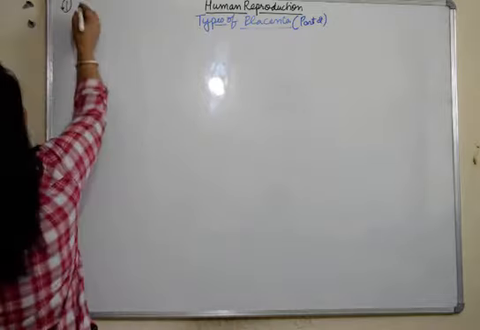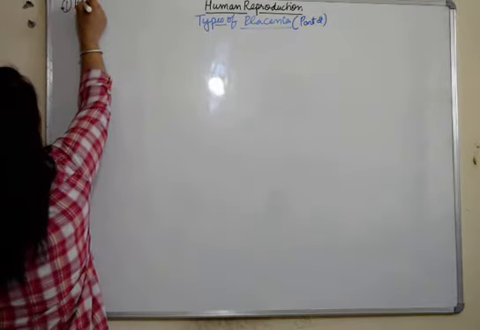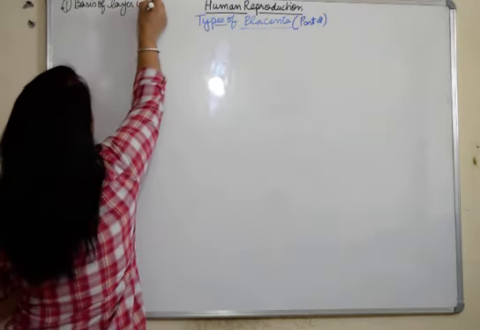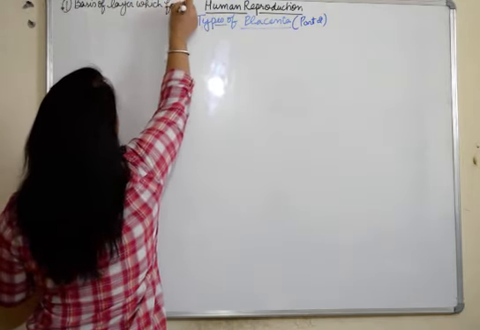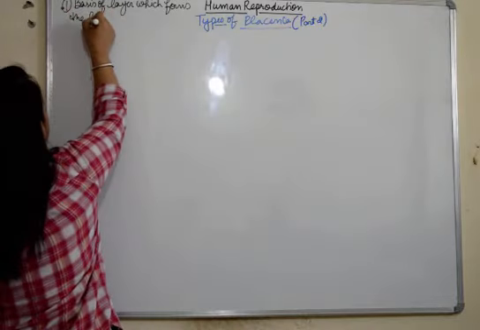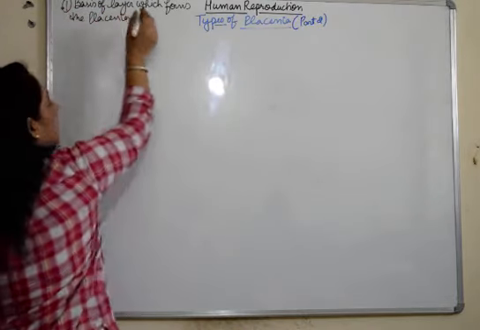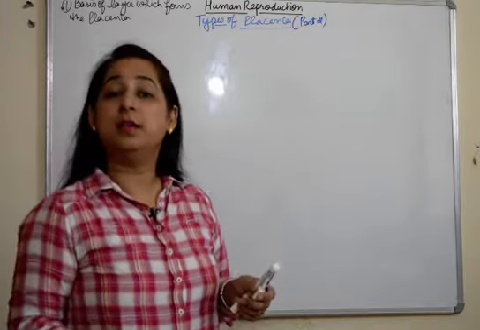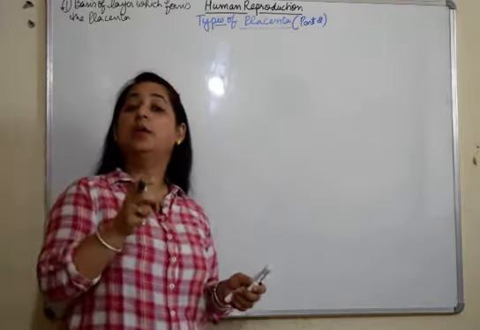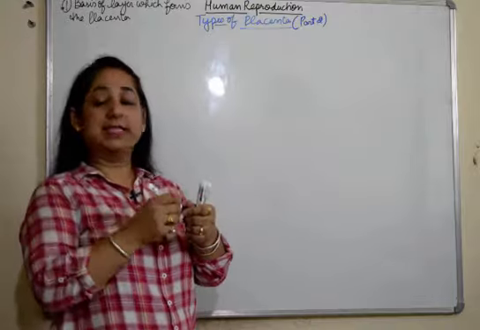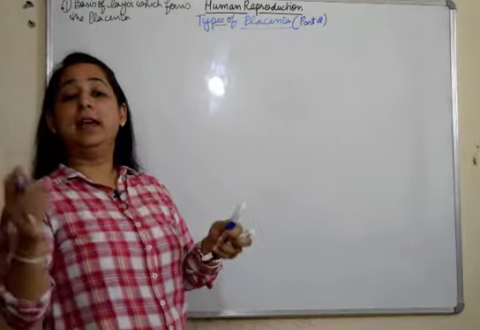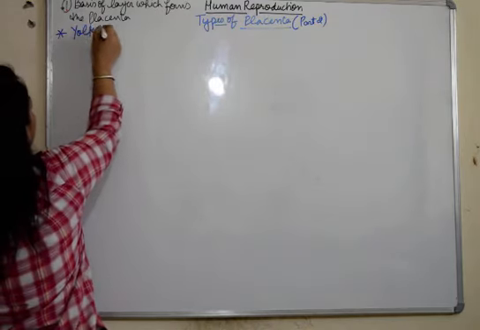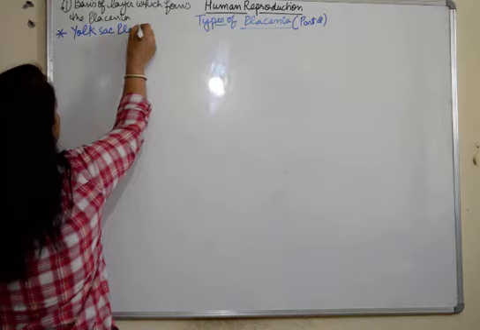On the basis of the layer which forms the placenta. That means there are different layers in the developing embryo. So which layer is going to form the placenta? We are going to discuss that. On the basis of the layers which form the placenta, the first type of placenta is yolk sac placenta.